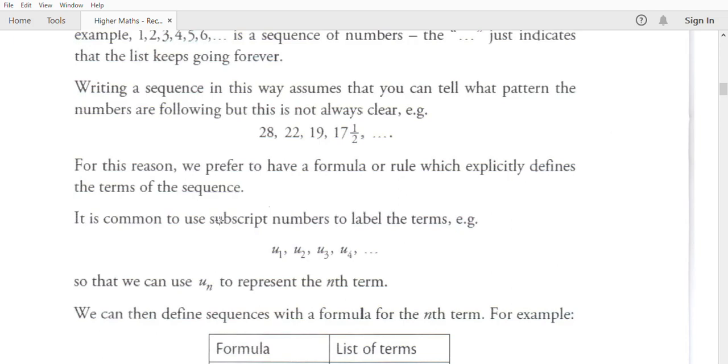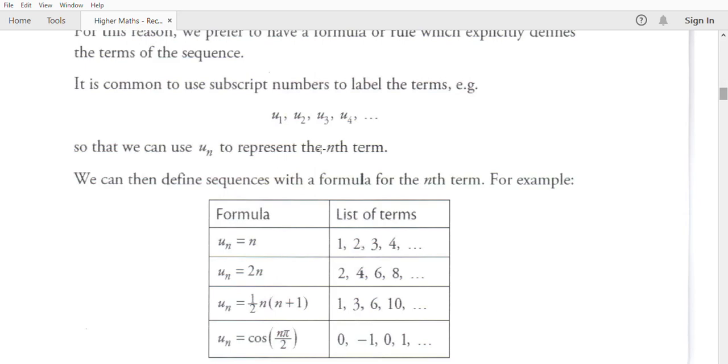It's common to use subscript numbers to label the terms. So for example here, the first term, 28, we might call U1, 22 we would call U2, 19 would be U3, 17 and a half we'd call U4. Okay, so we've got a new notation there. We use Un to represent the nth term. In other words, U4 is the 4th term, U17 would be the 17th term.